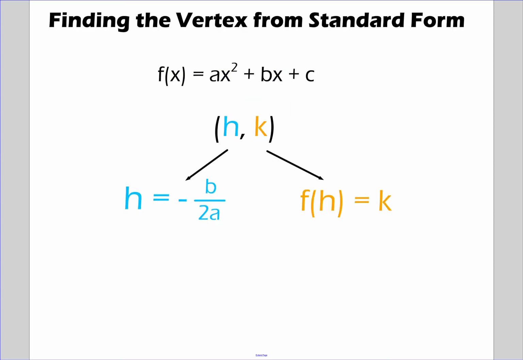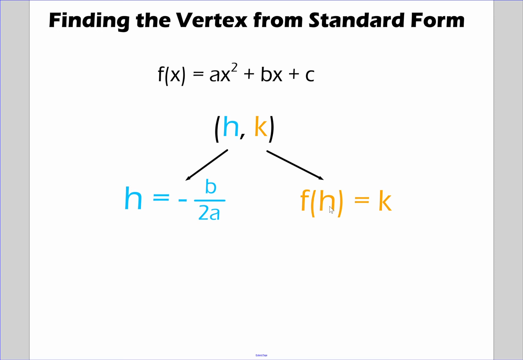Okay, so just to reiterate and simplify, when we're trying to find that vertex, all we got to do is use the fact that the h value, the x value of the vertex, is going to be negative b over 2a. And once we know that value, we can plug it back into f, see what we get, and that's going to be k. From there, we can rewrite whatever we have.